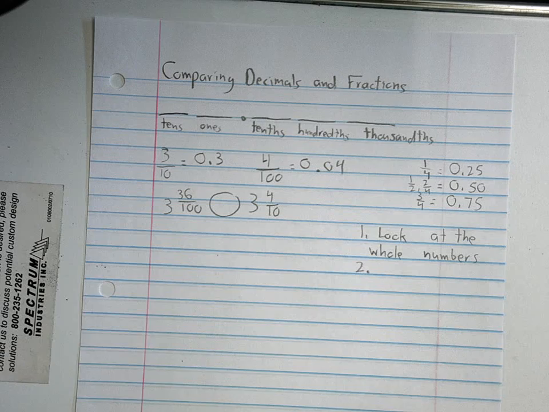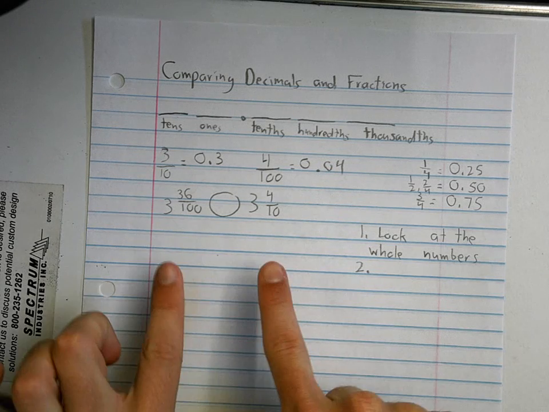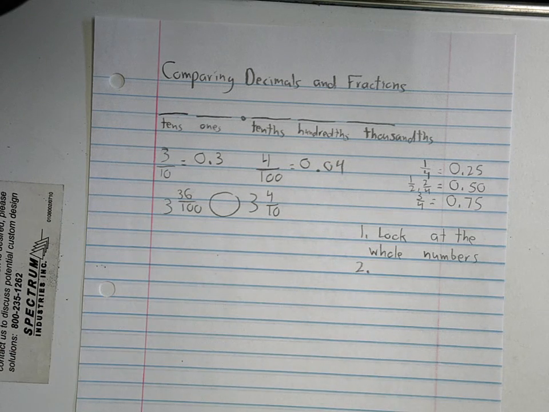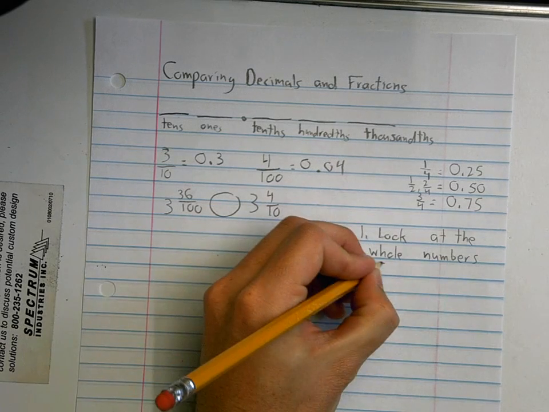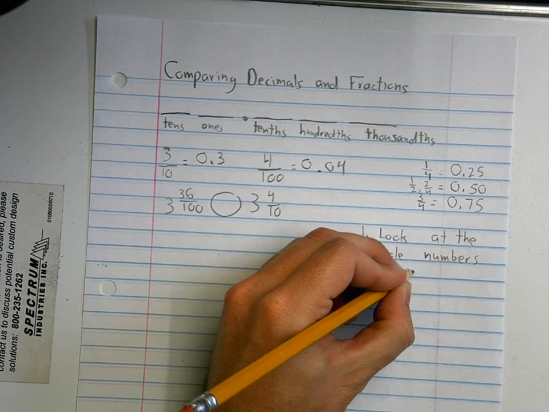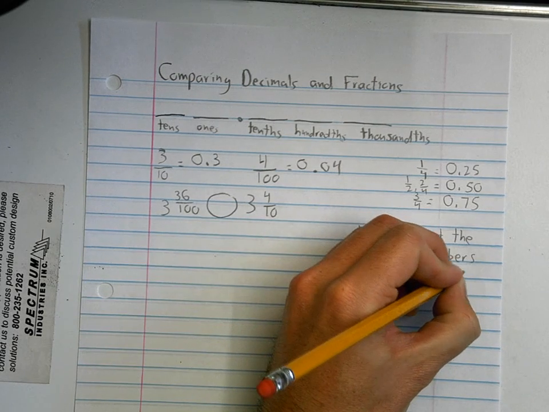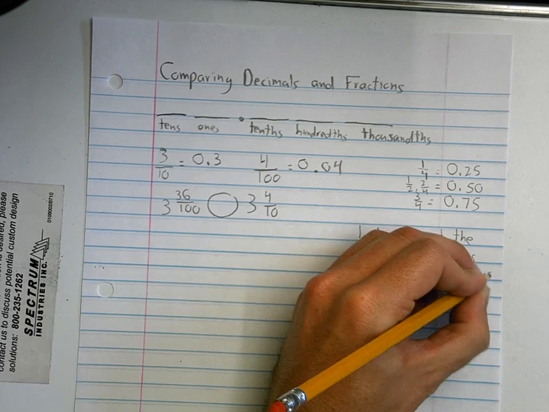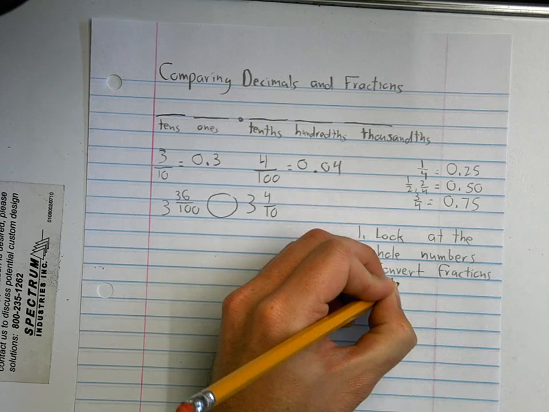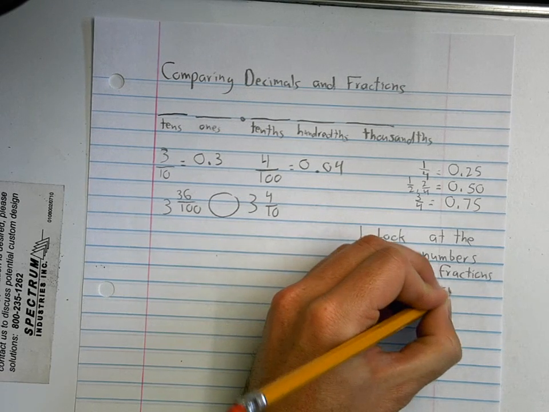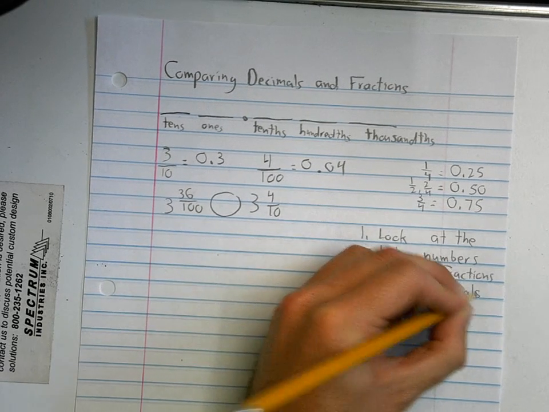Who thinks they know what I should do next? Look at the tenths. But what do I need to do before I can start looking at the tenths and hundredths? What should I do? Change it into a decimal. Yes, convert the fractions into decimals. Convert fractions into decimals. That's nice. Okay.